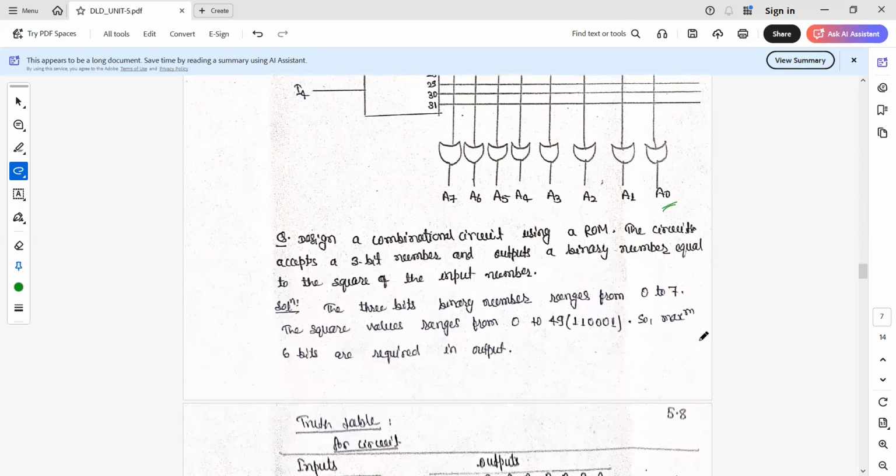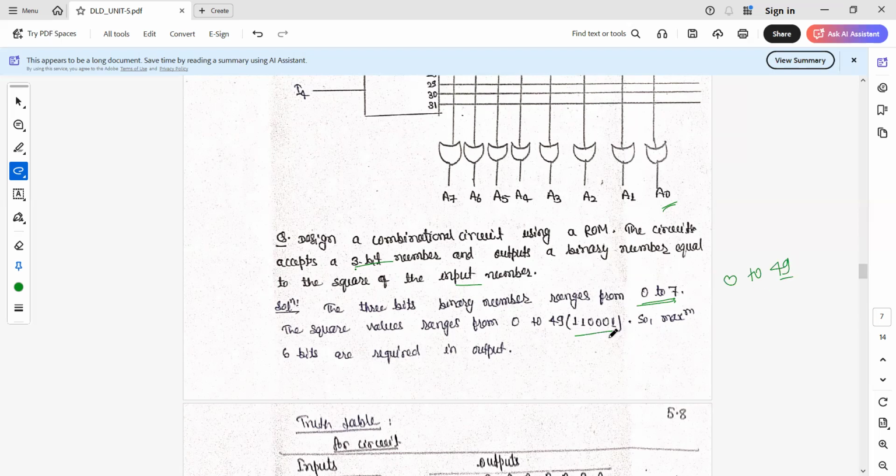Now one example is taken here where the user has a requirement to design a combinational circuit using ROM, in which they have an input with 3 bits and the output is equal to the square of the input number. With 3 bits, we have a total of combinations from 0 to 7. When you square this, it will go from 0 to 49.